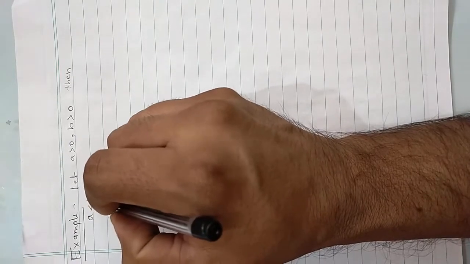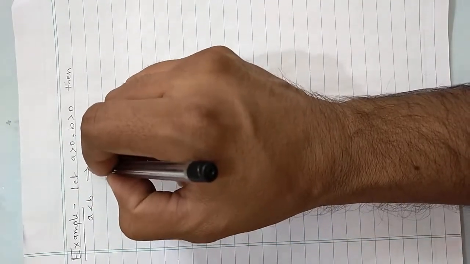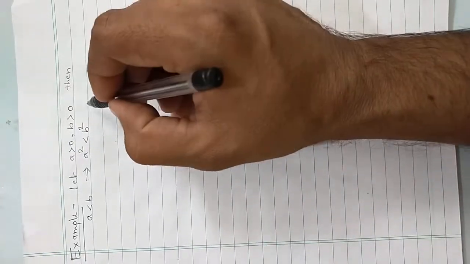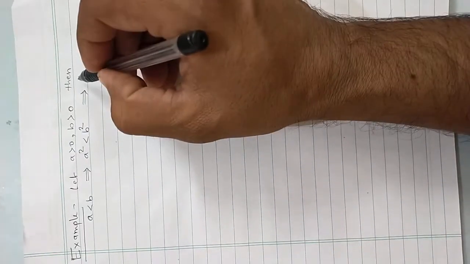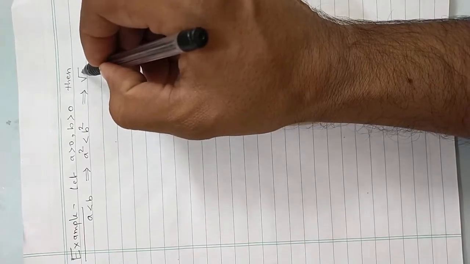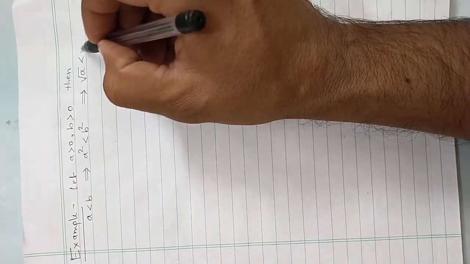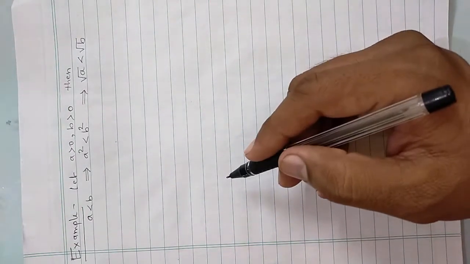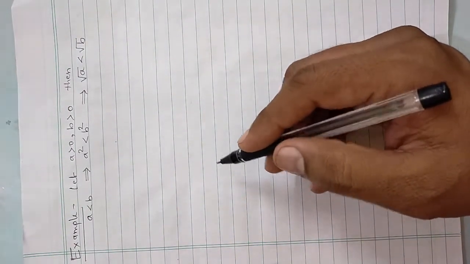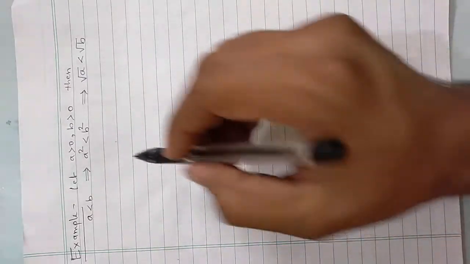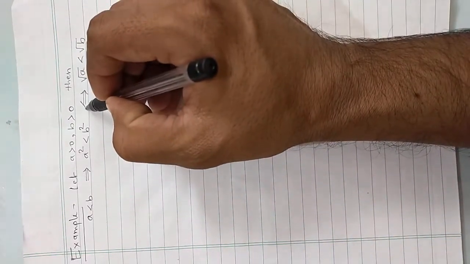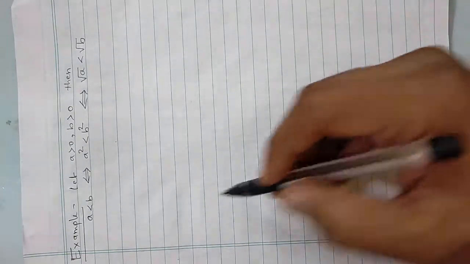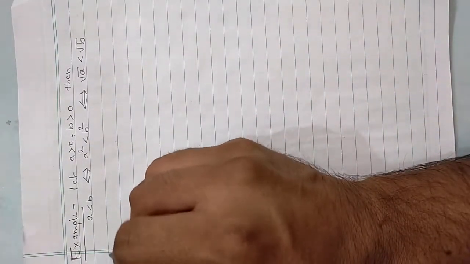A less than b will imply that a square is less than b square, and it will also imply that square root of a is less than square root of b. So this can be the relation between real numbers a and b if one of them is whole. So the other way the statements are also true. So how to solve this?